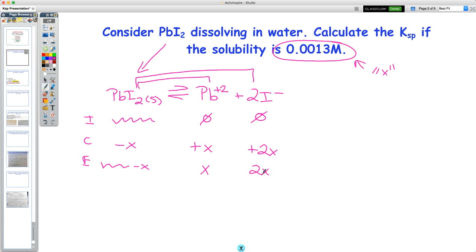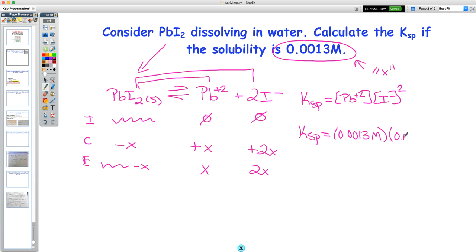Now, I know my X is equivalent to 0.0013 molar. So let's come up with a KSP expression, products over reactants, and then we can plug in that number. So I'll have Pb2+ times I minus, squared. Remember, you have to raise it to the coefficient. That means I'll have KSP equals, if my X is 0.0013 molar, that'll go there. Now, this is going to be double that.